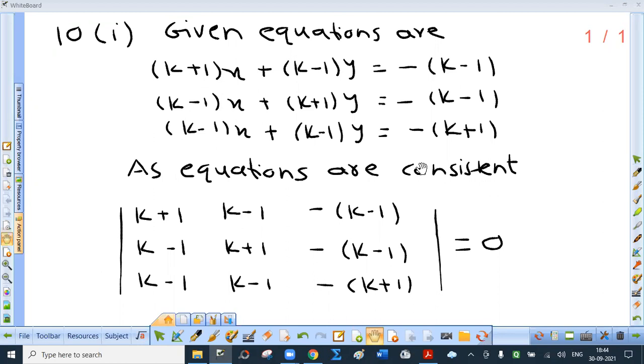If the same values of x and y satisfy 3 equations in these 2 unknowns, equations are said to be consistent. Now in that case, this determinant for the condition of consistency is nothing but 0. Now tell me.